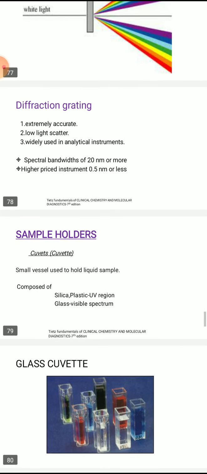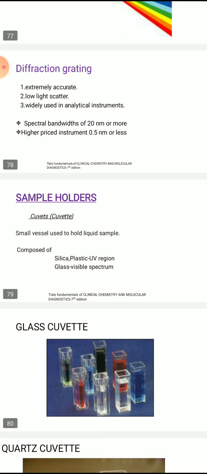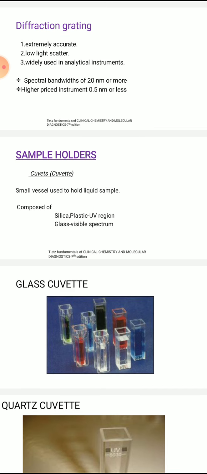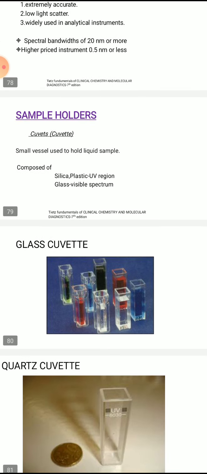They are cuvettes, right? Cuvettes are small vessels used to hold liquid samples. In colorimeters we use the visible spectrum, so we will use cuvettes of glass. For the UV region we will use silica or plastic. For the visible spectrum we use glass.